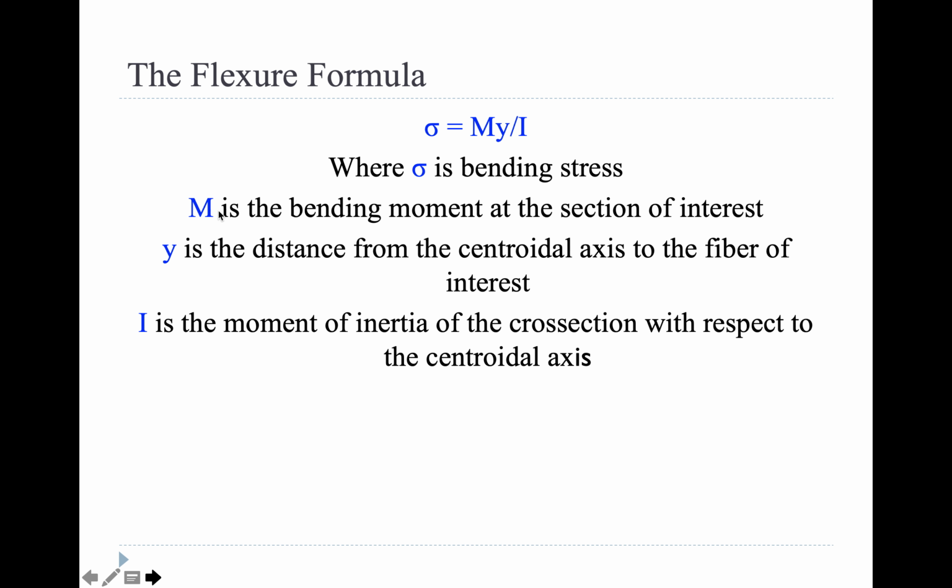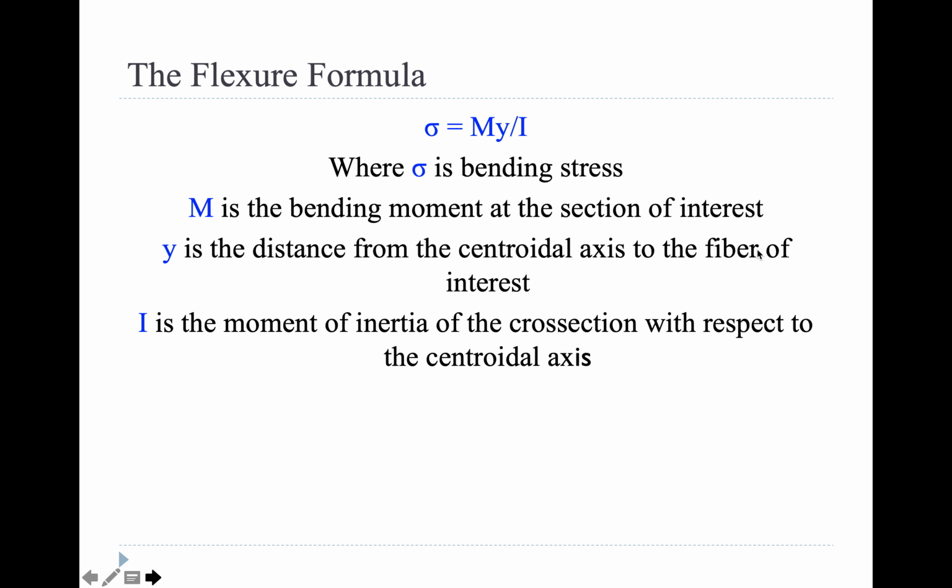It's just going to get that maximum force. So we need to design for whatever the maximum absolute value is. Then y is the distance from the centroid, remember where nothing is happening, to the fiber of interest. When I'm saying fiber, this is like a textbook term to refer to the position of interest of the beam along the cross section.